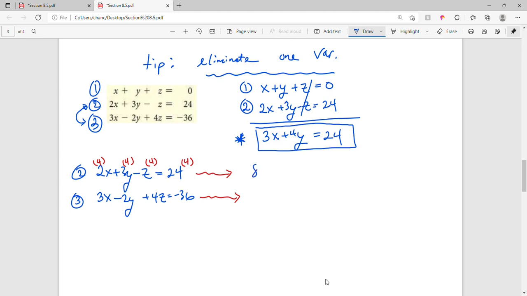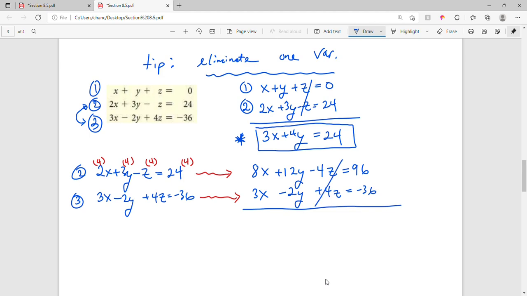This gives me 8x plus 12y minus 4z equals 96. For the second equation, I don't need to do anything because the z's are going to cancel out when we add these up anyway. And so let's add them up. Notice what happens. The z's cancel out, and you get 11x plus 10y equals 60.